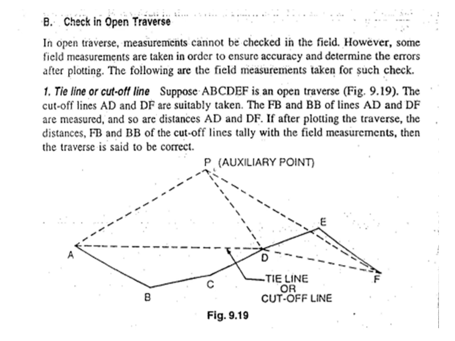The cutoff lines AD and DF are suitably taken. Then the fore bearing and back bearing of lines AD and DF are measured. Also the distances AD and DF are measured. After that, if after plotting the traverse, the distances and fore bearing and back bearing of the cutoff lines tally with the field measurement, then the traverse is said to be correct.